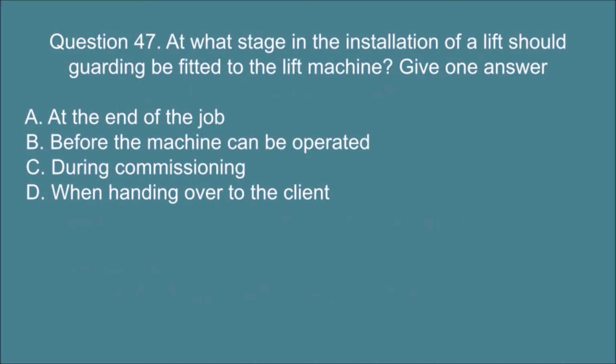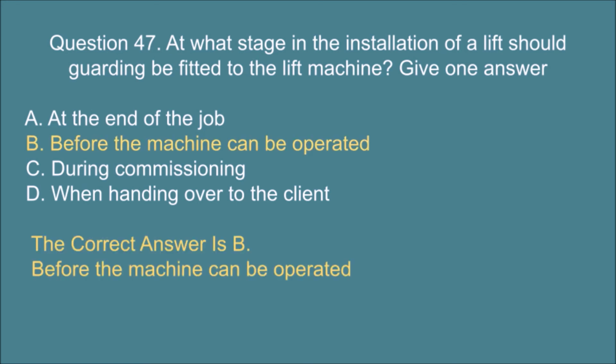Question 47. At what stage in the installation of a lift should guarding be fitted to the lift machine? Give one answer. A. At the end of the job. B. Before the machine can be operated. C. During commissioning. D. When handing over to the client. The correct answer is B. Before the machine can be operated.